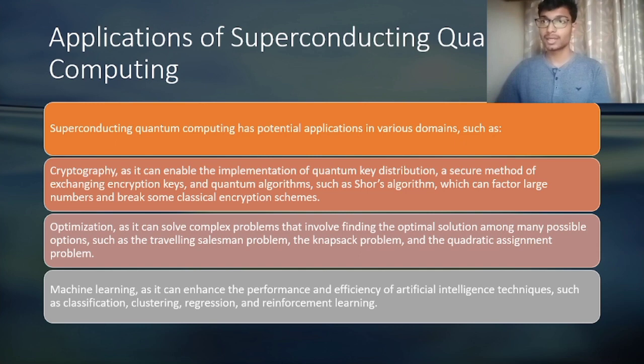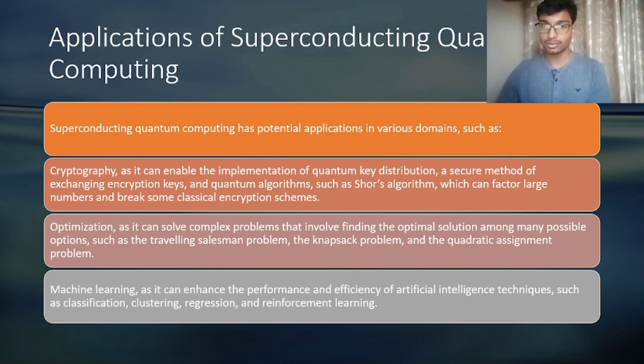Applications of superconducting quantum computing. Superconducting quantum computing has potential applications in various domains, such as cryptography, as it can enable the implementation of quantum key distribution, a secure method of exchanging encryption keys, and quantum algorithms such as Shor's algorithm, which can factor large numbers and break some classical encryption schemes.